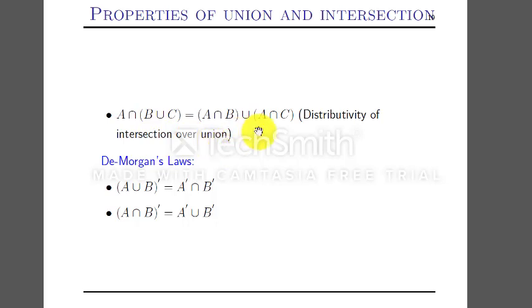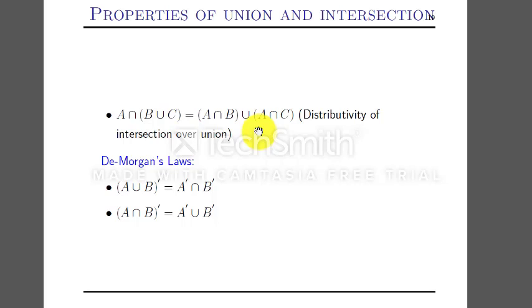You can take any sets A, B, C of your own choice, and you can verify these properties in your assignment. You can take A equal to 1, 2, 3, 4, 5, 6 up to 10. You can take B from 5 to 15. You can take C as 5 to 10, and you can verify these properties.